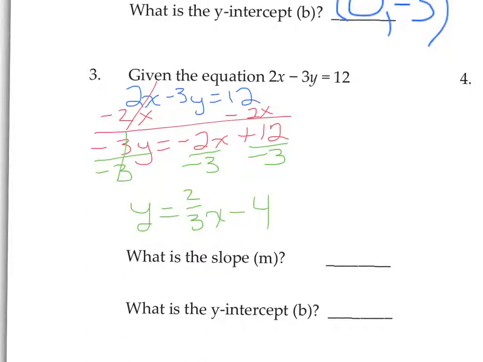And we can answer these questions now. What is the slope? Y equals mx plus b. The slope is m. The slope is 2/3. The y-intercept has a 0 for x, and you can see the y-coordinate right here is -4.